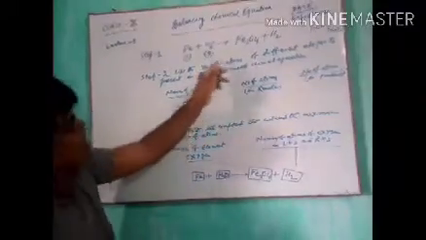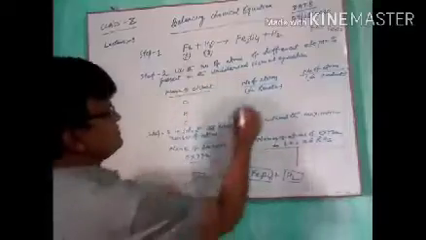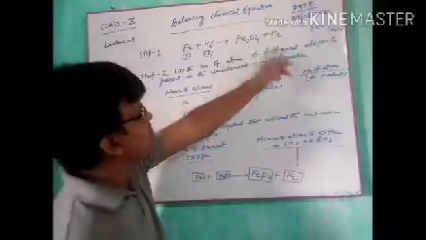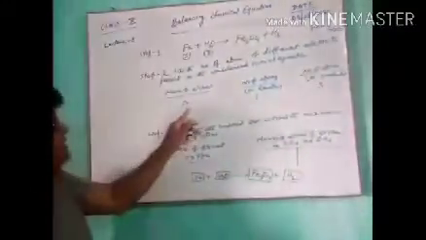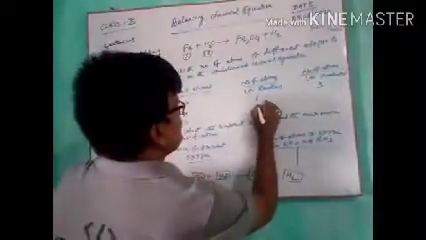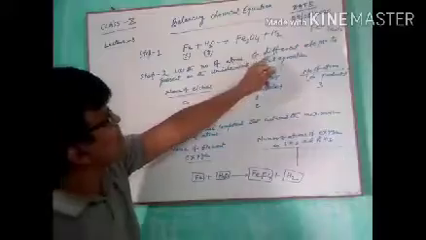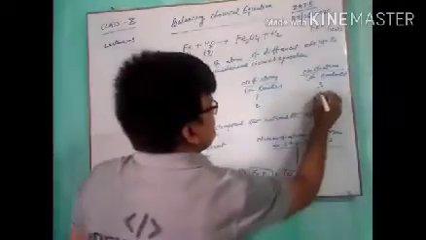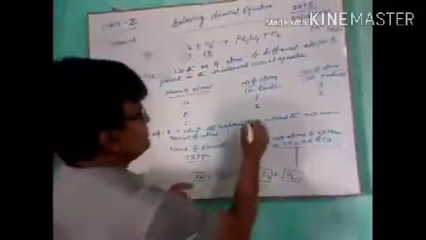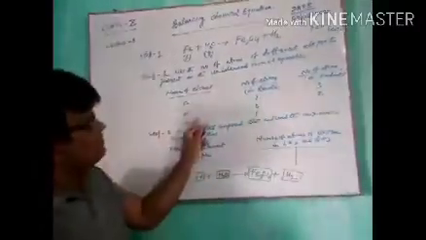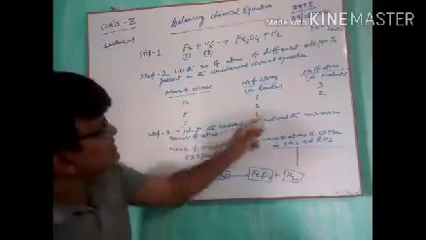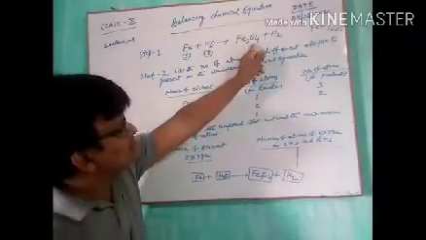Number of atoms of iron in the reactant part is 1, and in the product part the number of iron atoms is 3. Number of hydrogen atoms in the reactant part is 2, and the number of hydrogen atoms in the product part is also 2. The number of oxygen atoms in the reactant part is 1, and the number of oxygen atoms in the product part is 4.